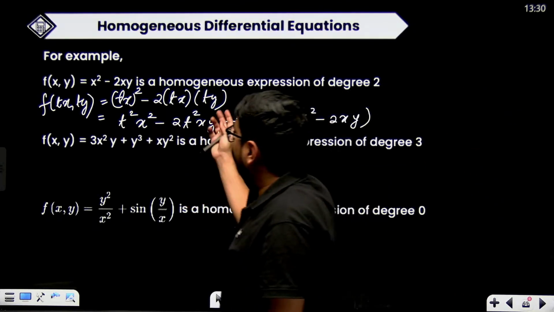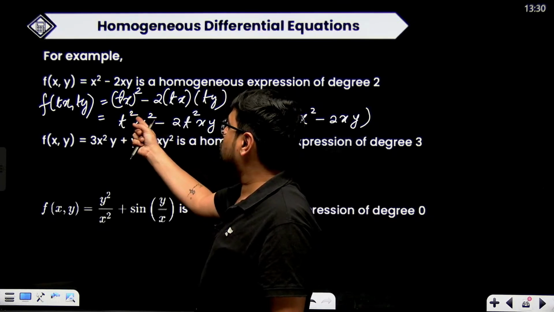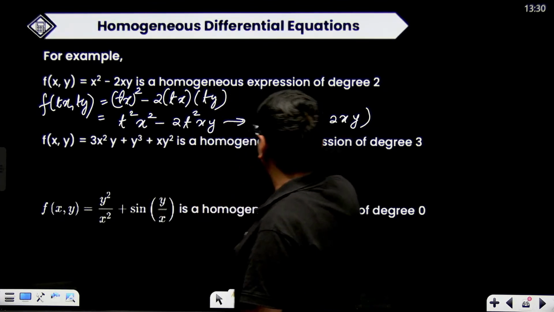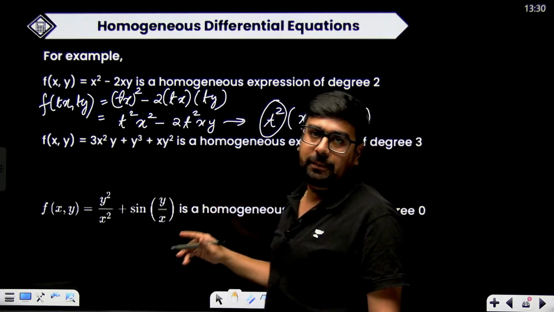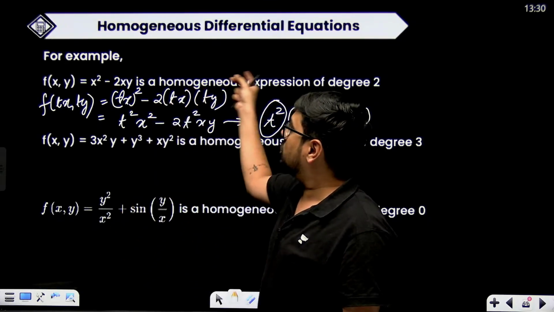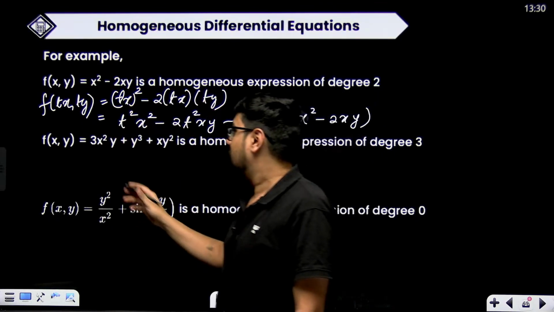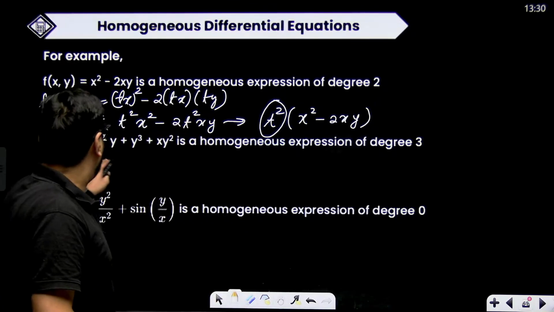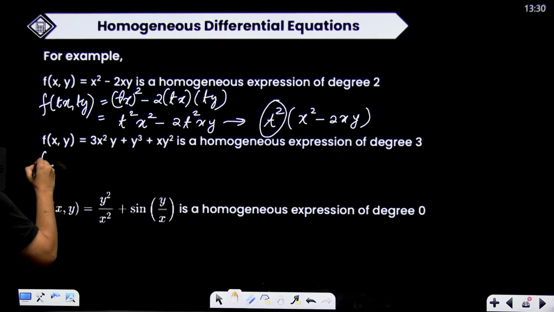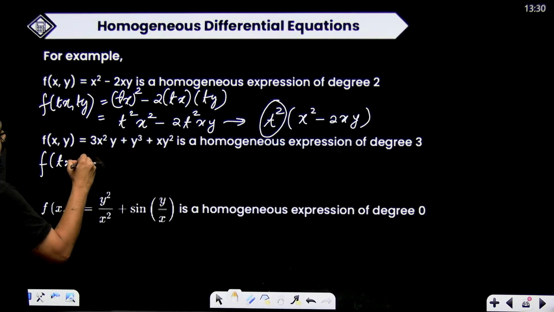Correct. Here also the same thing. So that is why t square came out to be common. So this is a homogeneous function of degree 2. Homogeneous expression of degree 2 you can say, or function of degree 2. Both are okay. Now over here, for f of xy, just put f of tx comma ty.